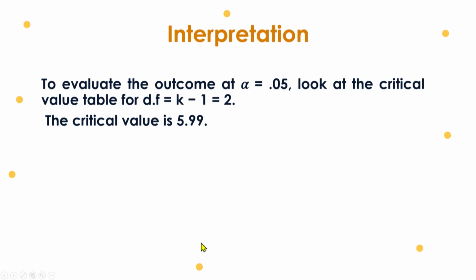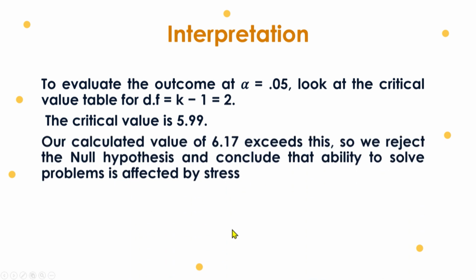Next, we will see about the interpretation. To evaluate the outcome at alpha, the level of significance, here we are going to consider 5%. Look at the critical table value for degrees of freedom k minus 1, that is 2. The critical value is 5.99. Our calculated value, 6.17, which we found earlier, exceeds this. So, we reject the null hypothesis and conclude that the ability to solve problems is affected by stress. The stress has 3 groups, that is no stress, mild stress and moderate stress.